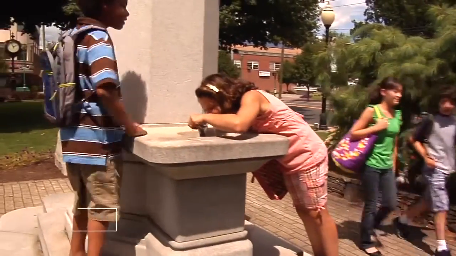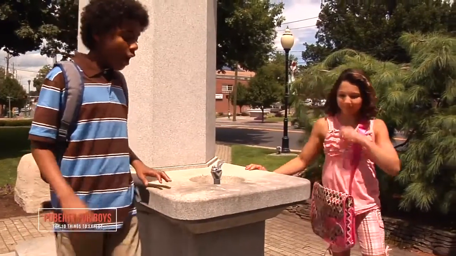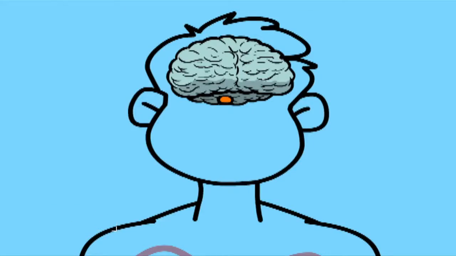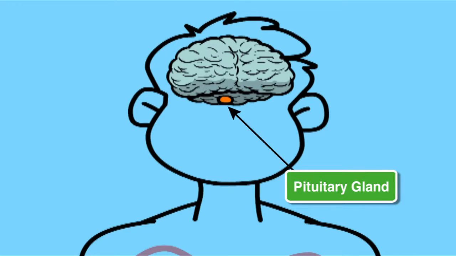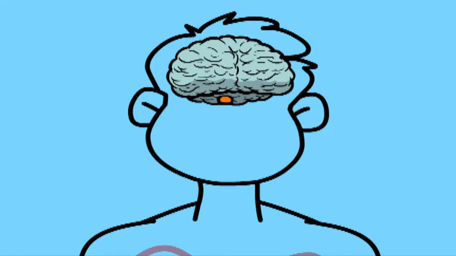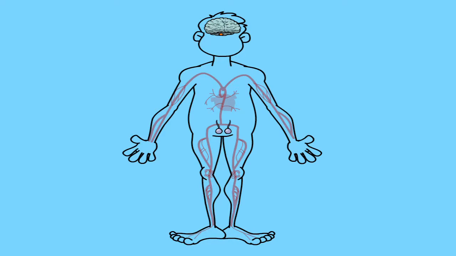Puberty is something everybody goes through. Here's what happens. In your head, just below your brain, is a small pea-shaped gland. It's called the pituitary gland. When the time comes, the pituitary gland releases 2 hormones.